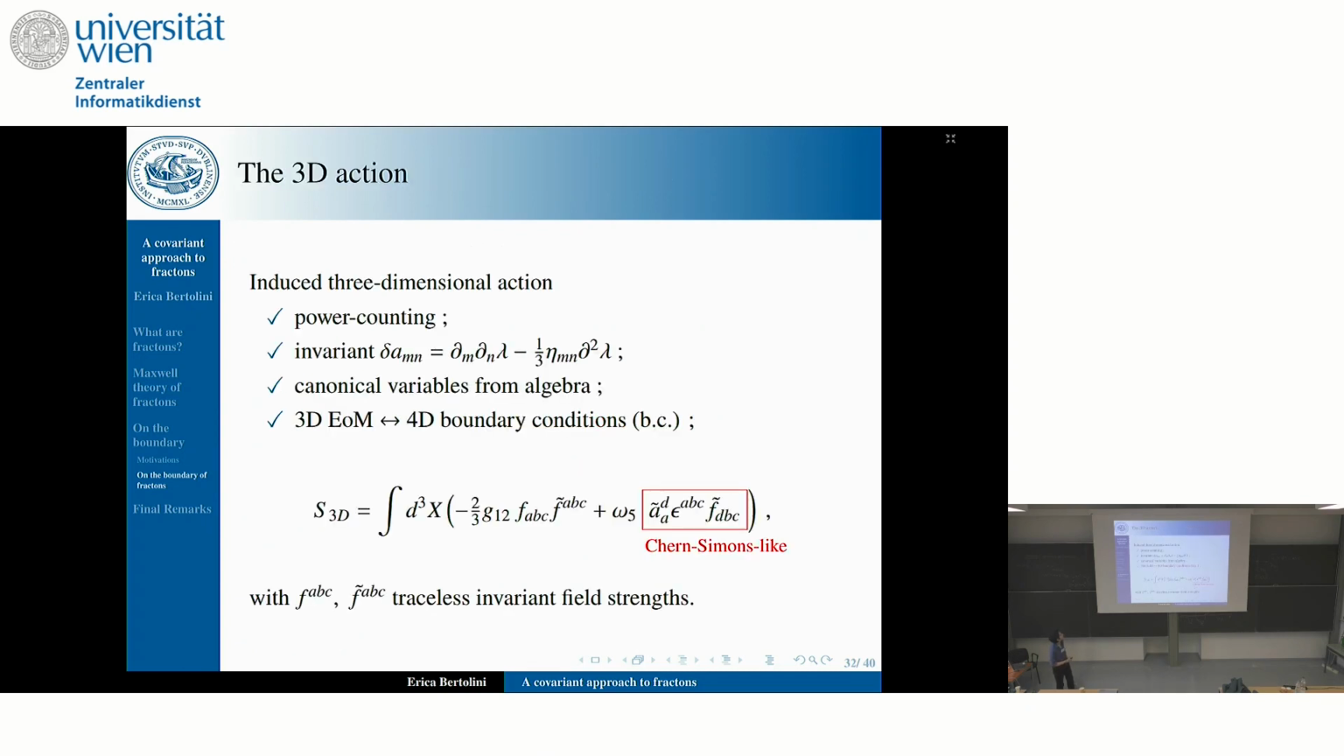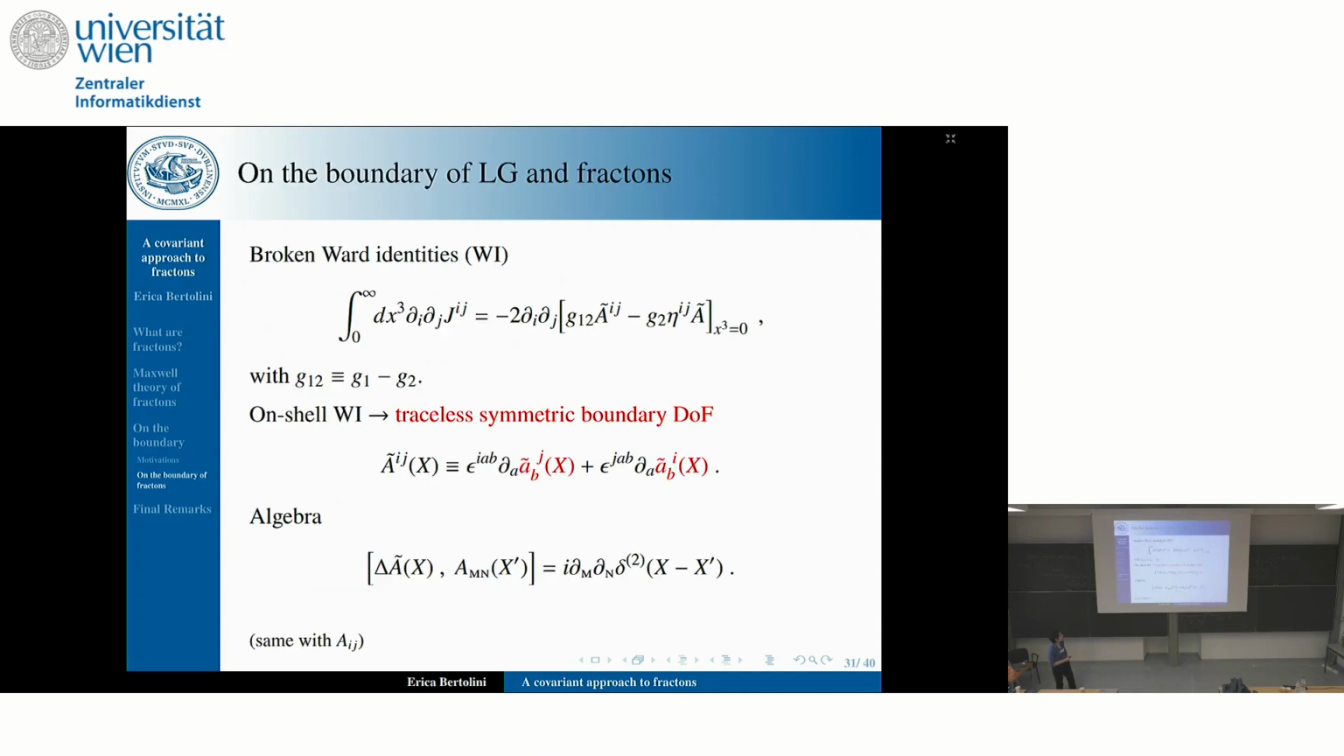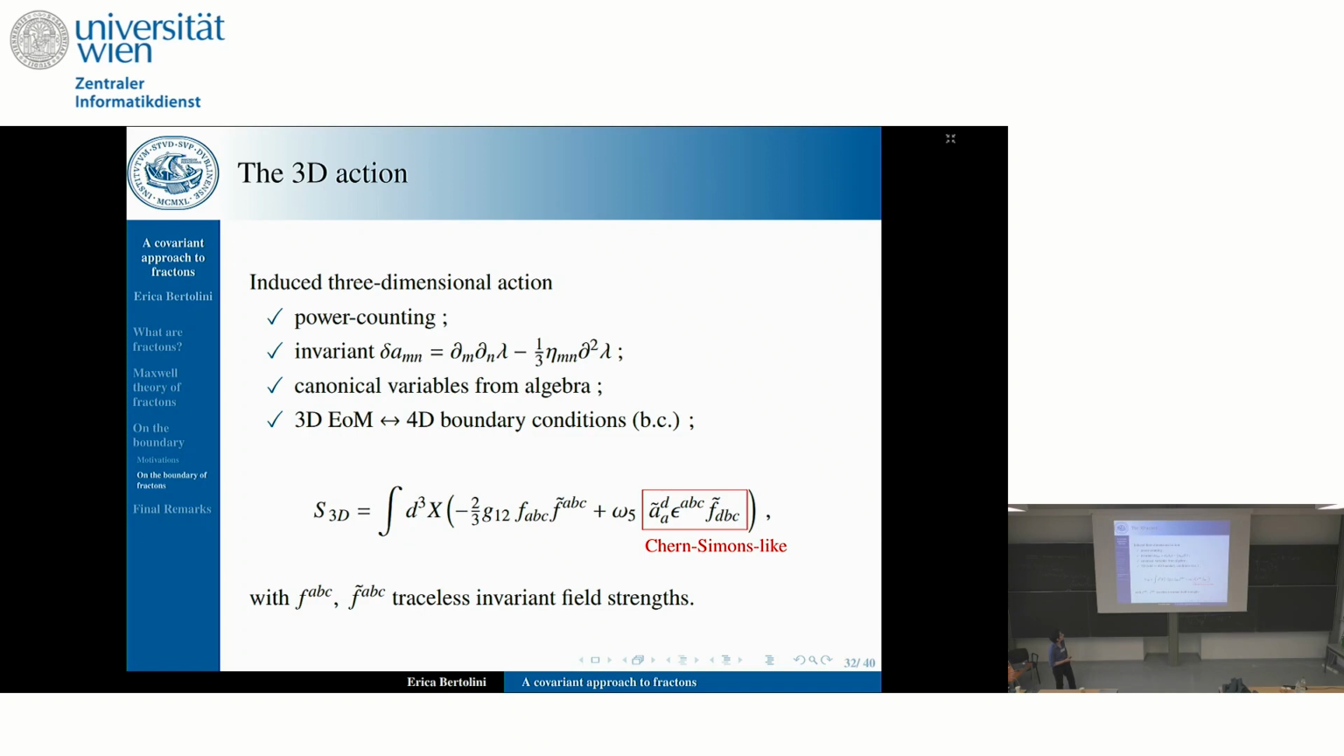So what's the three-dimensional theory? We ask again for power counting, compatibility, and invariance under this symmetry, which is the one that keeps this definition invariant. We look for the canonical variables from the commutators and the matching between equation of motion and the boundary condition. And that's the three-dimensional action, which is written in terms of rank 3 field strengths, which are traceless, and it has a Maxwell-like term of the tilde and non-tilde fields and a Chern-Simons-like term.